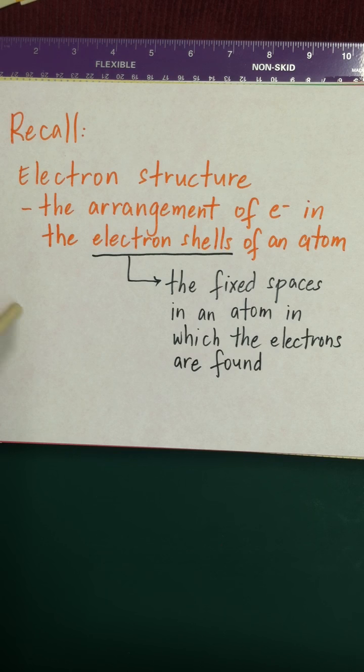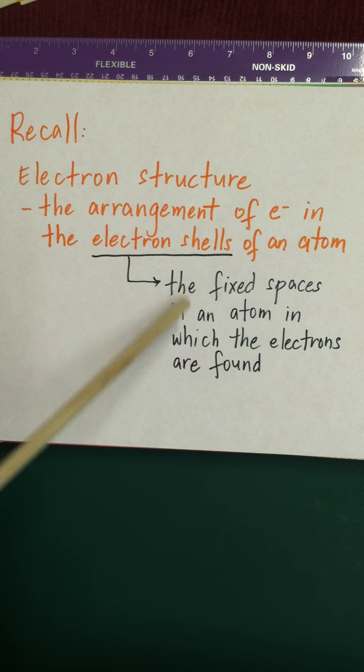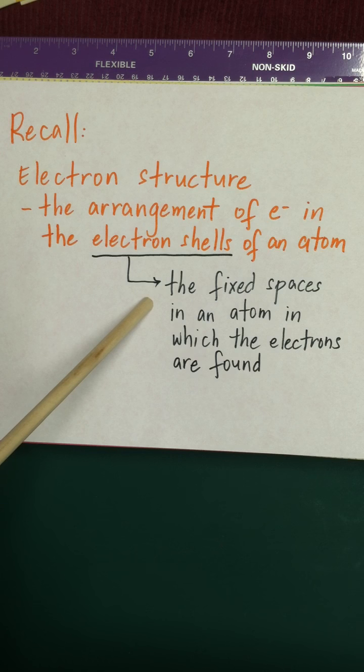Okay, so how are the electrons arranged outside the nucleus of an atom? We said we can answer that question by way of the electron structure, which is the arrangement of electrons in the electron shells of an atom. And what are electron shells? These are the fixed spaces in an atom in which the electrons are found.